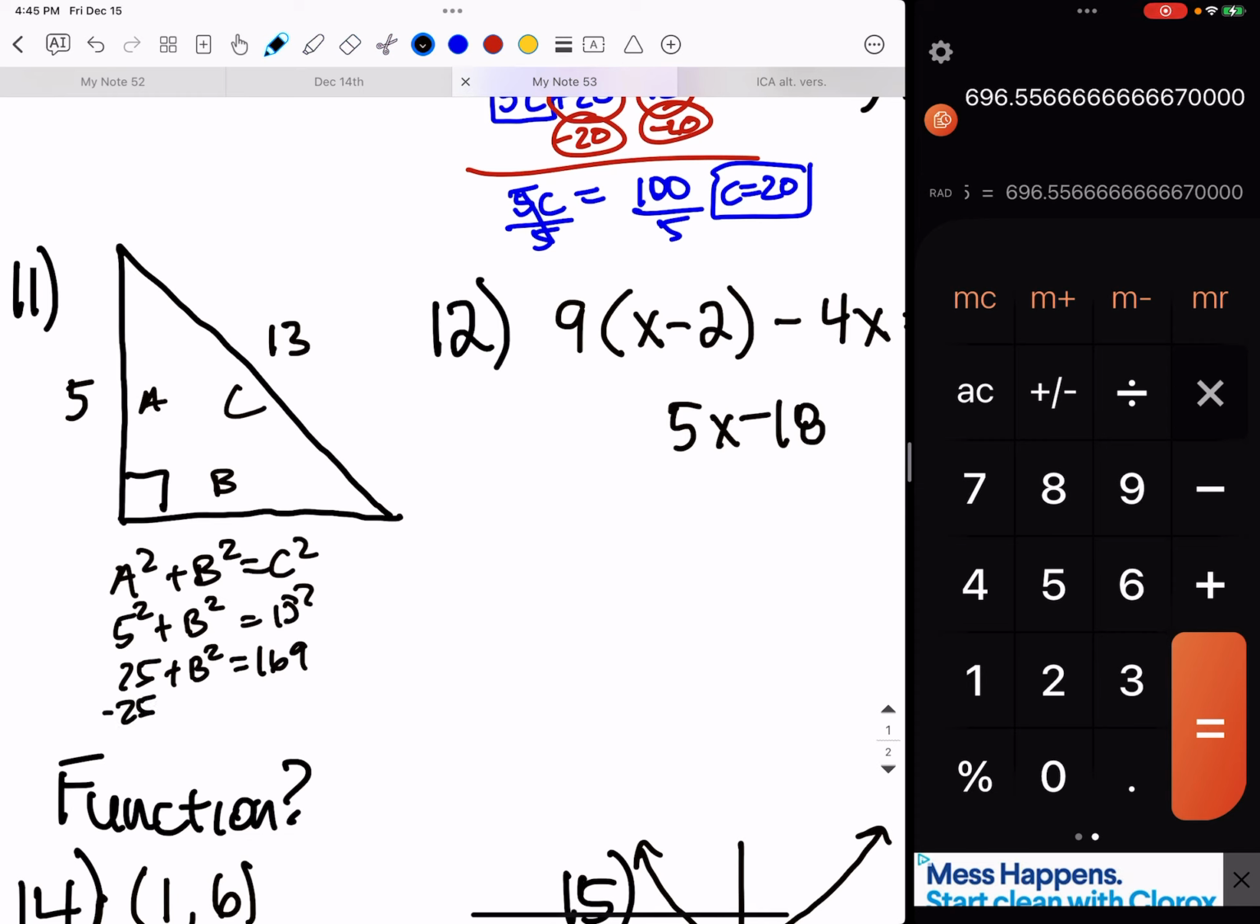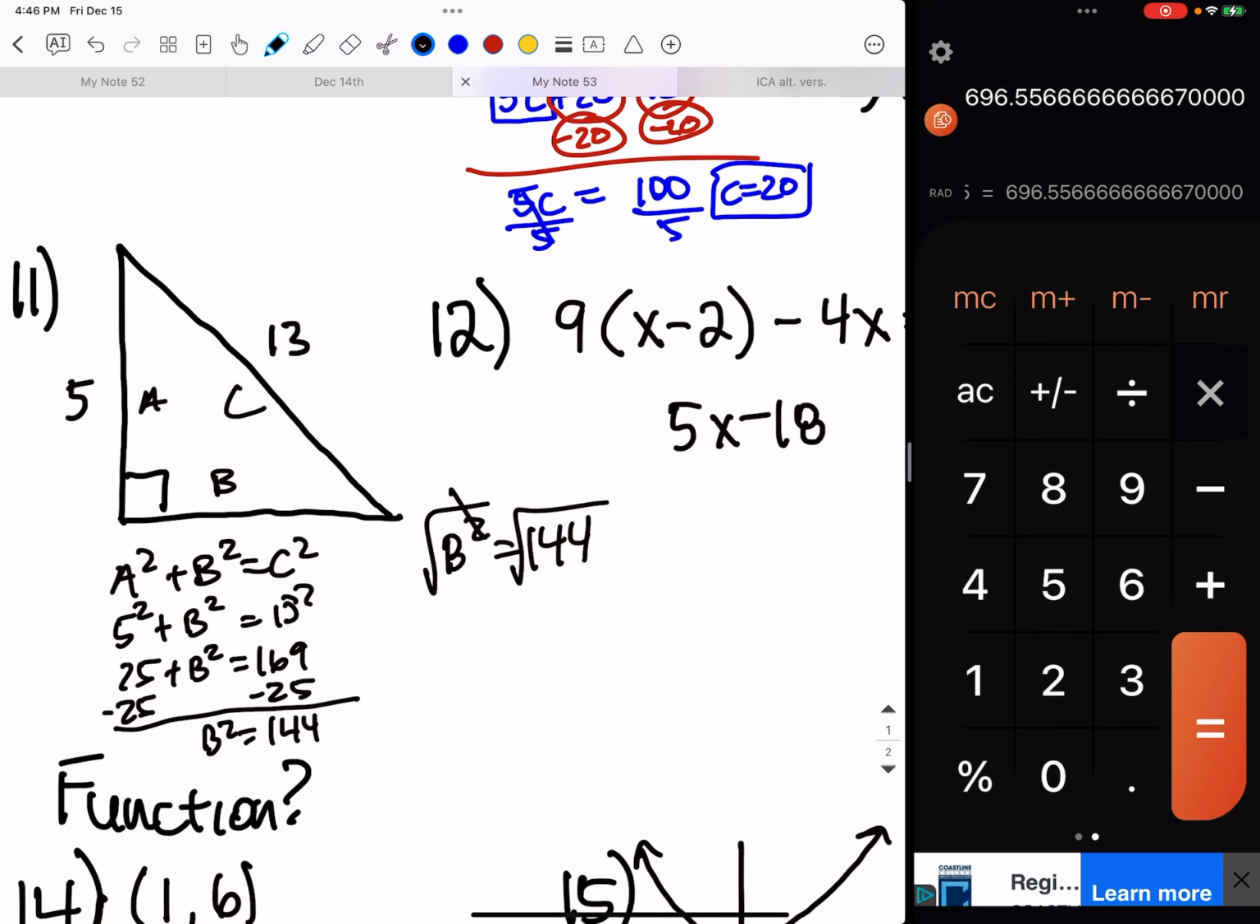Subtract the 25 to find the missing piece. And it was b squared equals 144. But we don't want to know b squared. We want to know just b, so we take the square root. B equals 12.